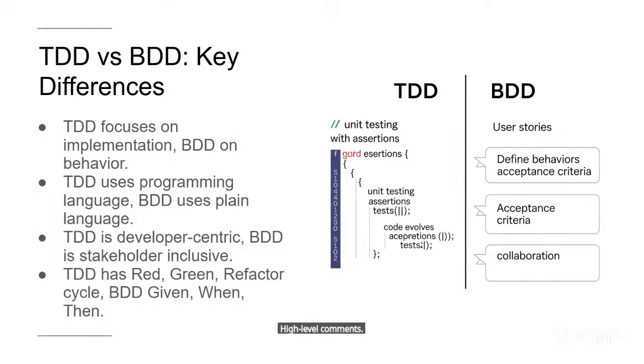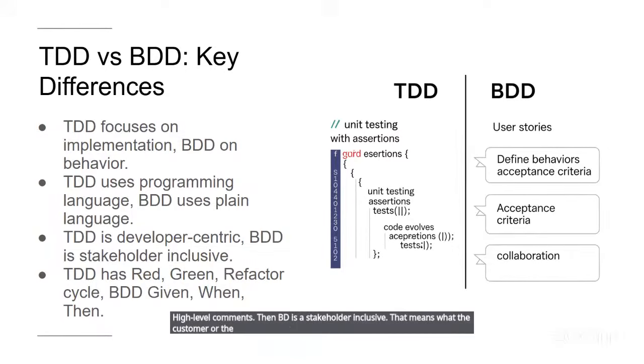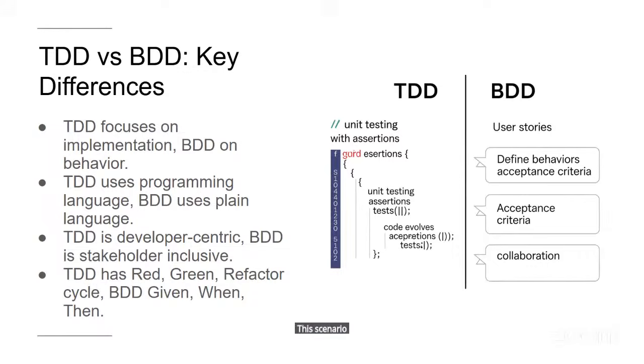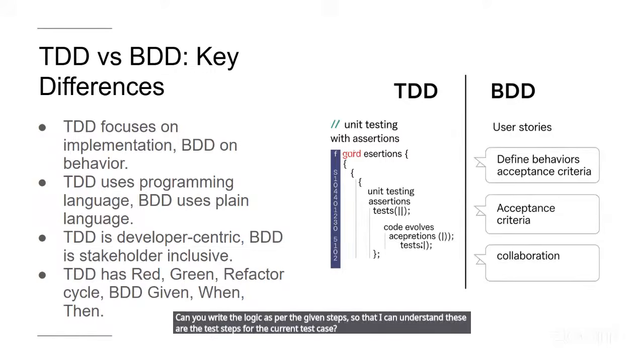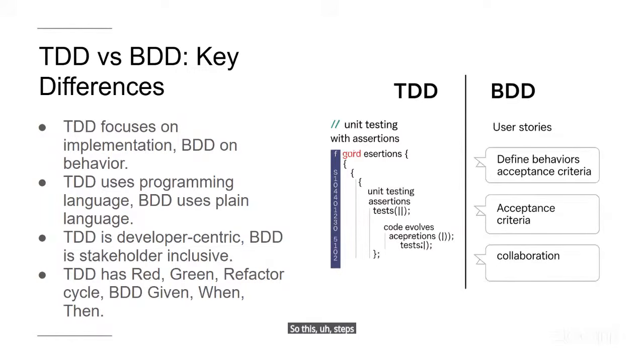BDD is stakeholder inclusive. That means the customer or the product owner will drive the automation process by stating, hey, for this scenario I want these kinds of steps in my natural language. Can you write the logic as per the given steps so that I can understand these are the test steps for the current test case? These steps will be written mostly by the product owners and BAs in a real-time environment.